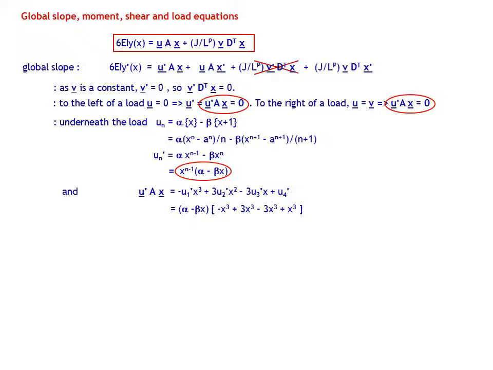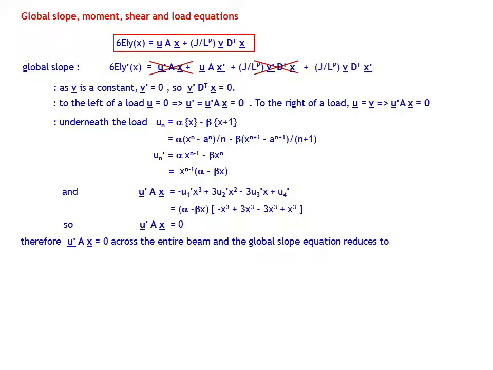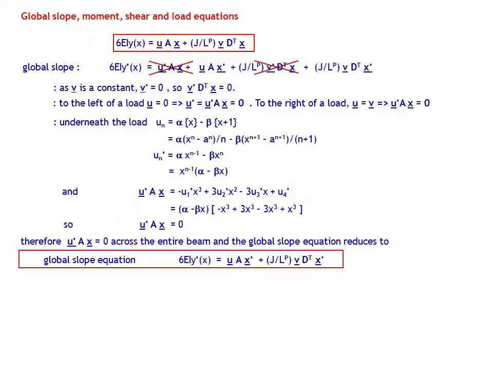Substituting for the u_n dash, we get that this is equal to (alpha minus beta x) into (minus x cubed plus 3x cubed minus 3x cubed plus x cubed), all of which cancels each other out to give u'_ax equal to 0 underneath the load. So u'_ax is 0 across the whole beam, and we can eliminate that term from the global slope equation also, leaving just two terms, u_ax dash and plus J over LP v dt x dash, where x dash is the vector 0, 1, 2x, 3x squared.